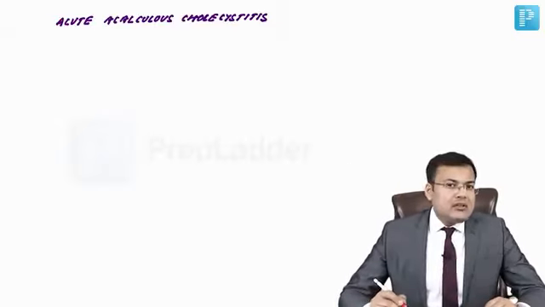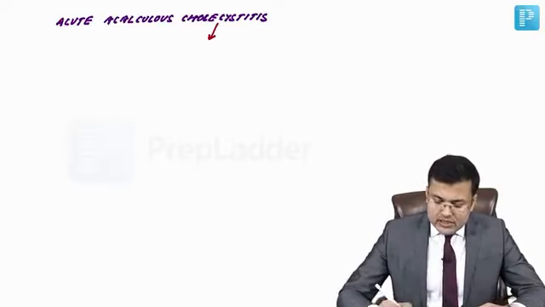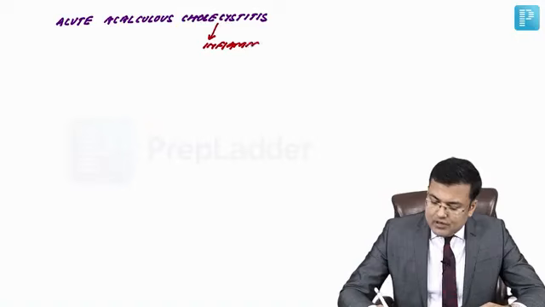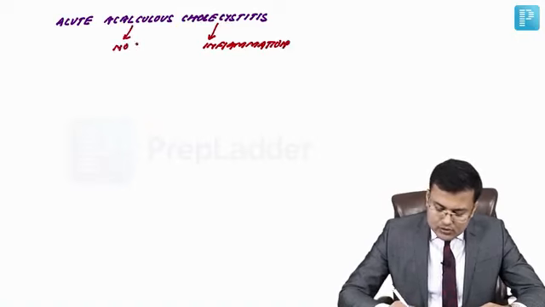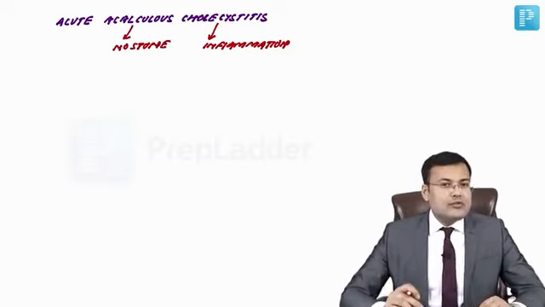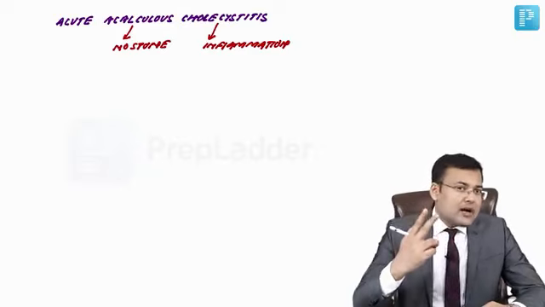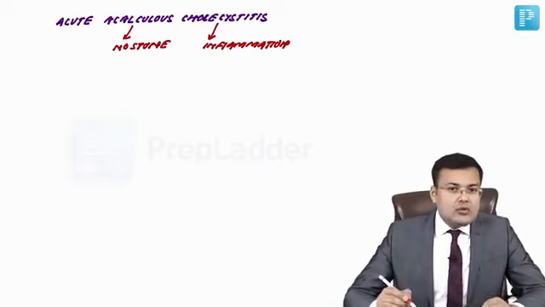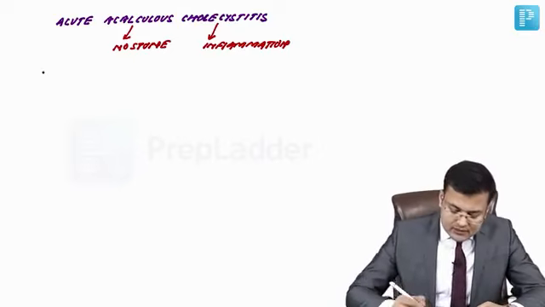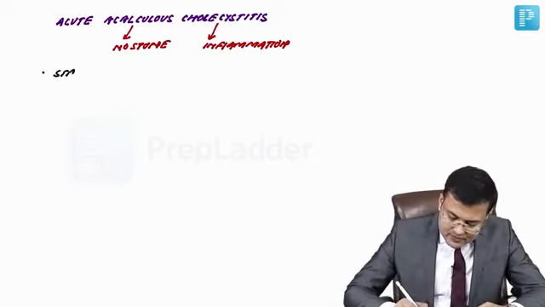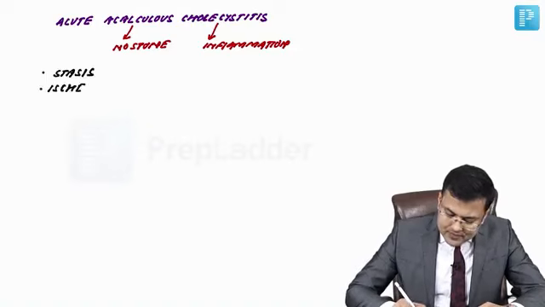What is acute acalculous cholecystitis? So here, cholecystitis means there is inflammation of the gallbladder, and acalculous means there is no stone. So simply, there is inflammation of the gallbladder in the absence of stone. So stone is not responsible for inflammation. So what are the two factors which are responsible for acute acalculous cholecystitis? First is stasis, and the second is ischemia.